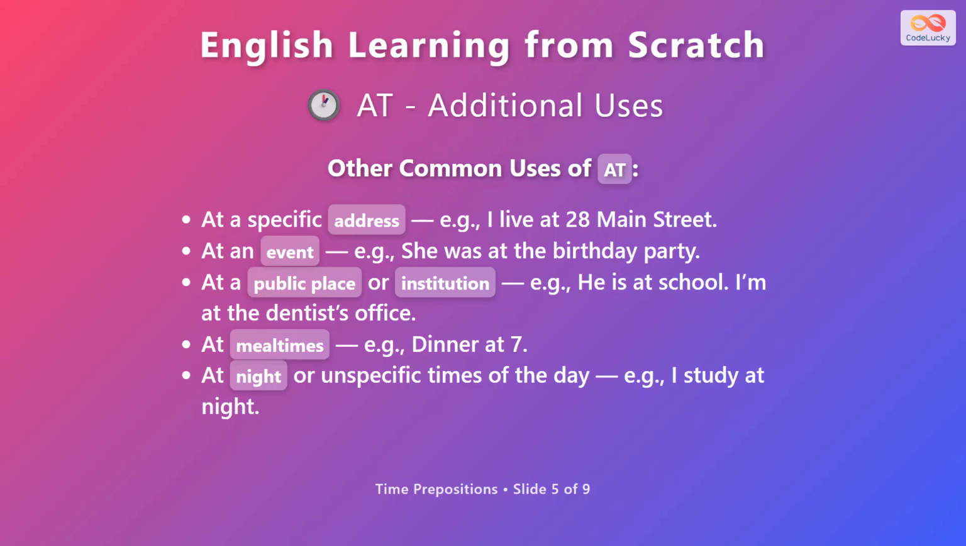The preposition at has other important uses. Use it with specific addresses like at 28 Main Street, at events such as at a birthday party, and at public places like at school or at the dentist's office. It also refers to general times like at night. This preposition points to specific places or times.